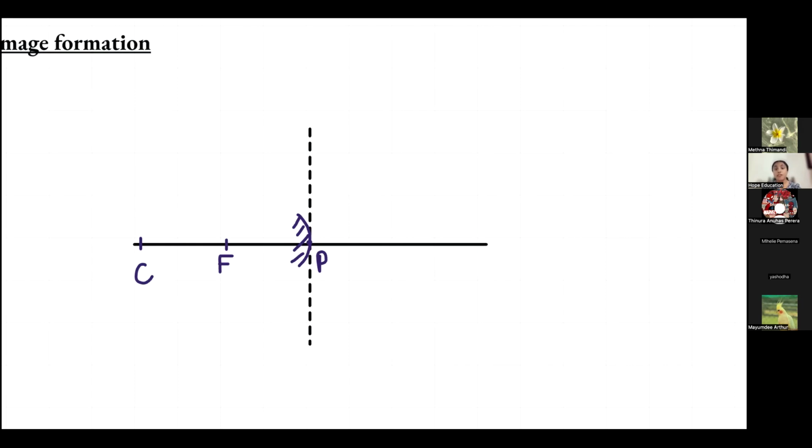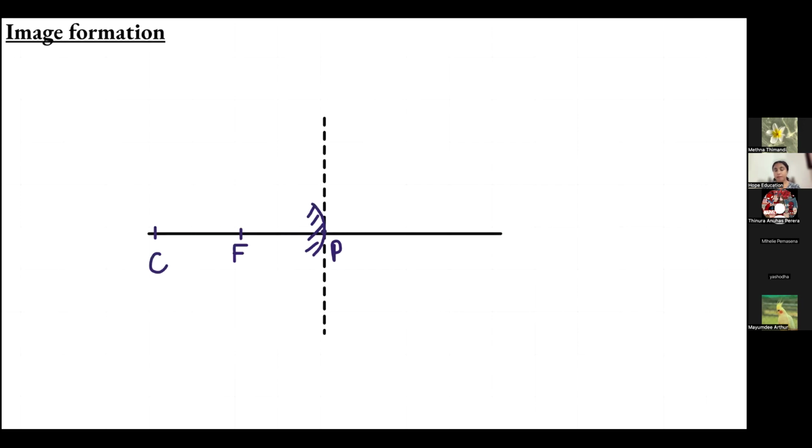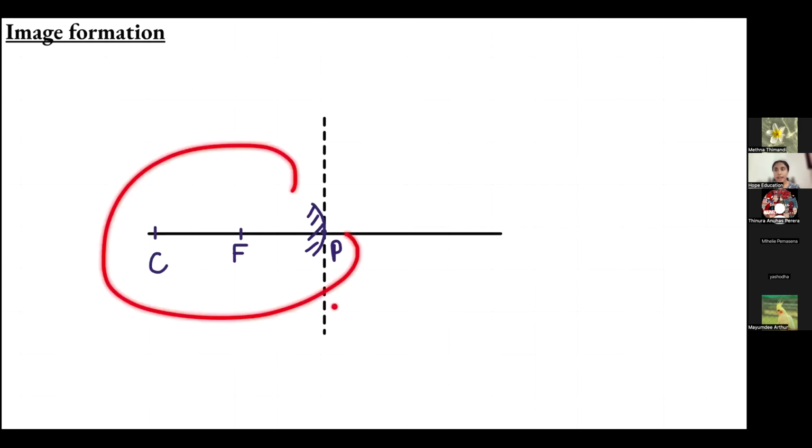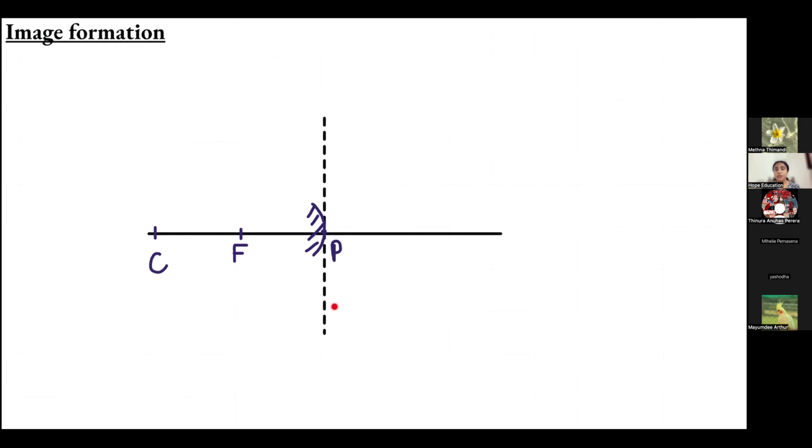But in front of a convex mirror, which is this one, there are no such locations, right? Behind the mirror, we can't keep any objects. Behind the mirror is not somewhere that we can access, right? So in front of the mirror, focal point, center of curvature, there is nothing. There are no such locations.